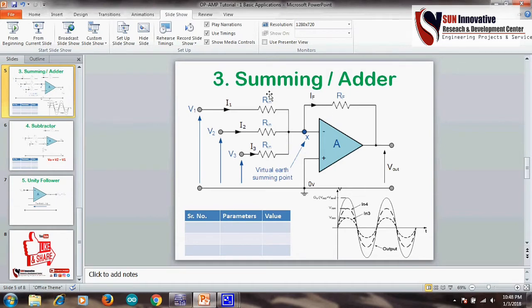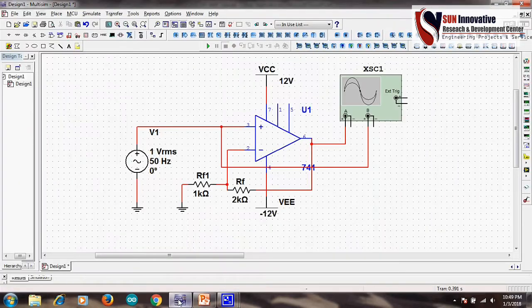This circuit has two advantages. It can be called a summing amplifier or adder circuit. The advantage is that you can add a number of voltages to the amplifier and it will give the summation of output voltage. You can see in the picture also, a number of input voltages are given to the circuit, V1, V2, V3. So the output voltage will be the sum of V1 plus V2 plus V3. We are going to perform this summing or adder circuit in Multisim simulation.